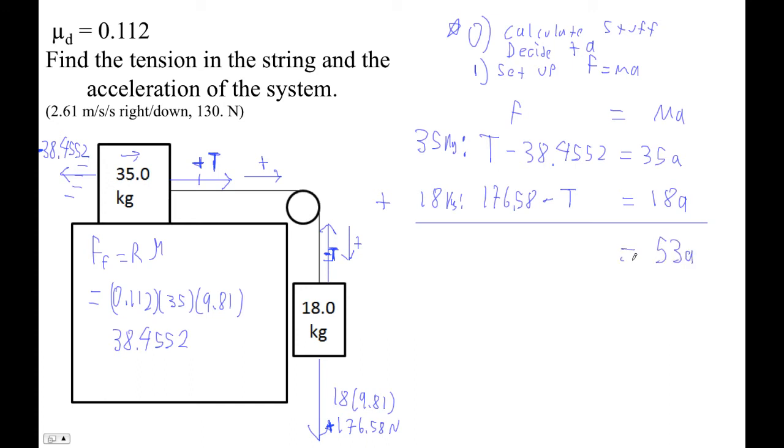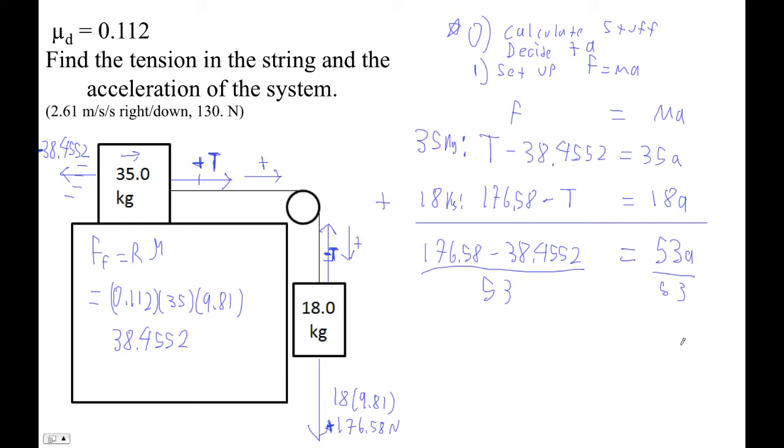Okay. And then if we add these together, you've got T and negative T, so you end up with 176.58 minus 38.4552, right? So combining these, the T and the negative T go away. This is how you eliminate that variable, okay? And we don't even need to multiply one of these equations by anything to make it linearly combinable, okay? And now we're set. Now we can just divide this side by 53. And we can get A.